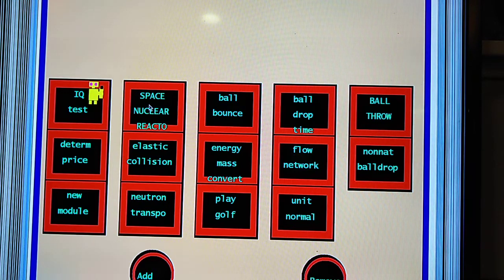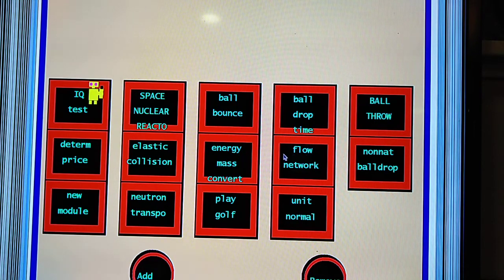weapon manufacturer. And the ball drop, ball bounce, ball drop, ball throw. You can determine price. It does some elastic collision, energy mass conversion, like the Einstein equation. The ball drop is Newton's gravitation acceleration. This is energy, so they can easily do these two problems.